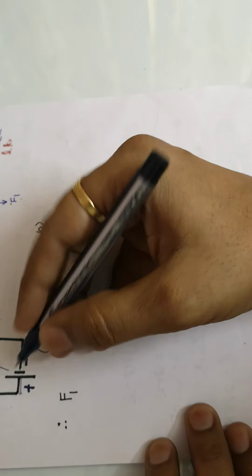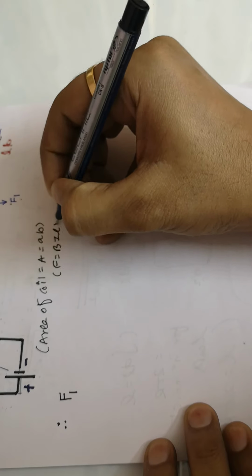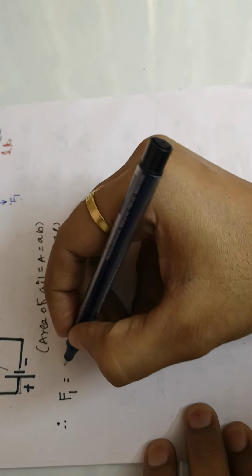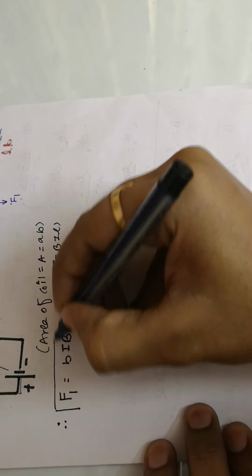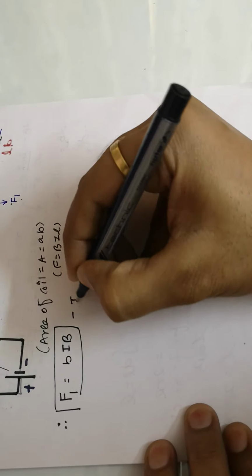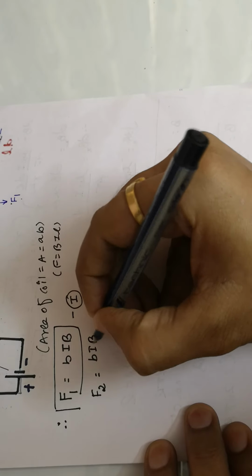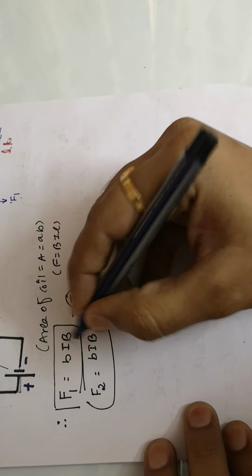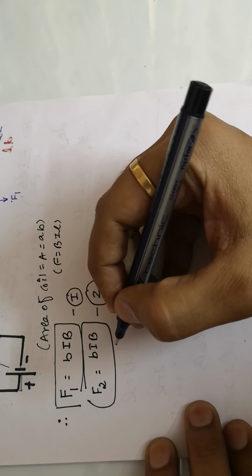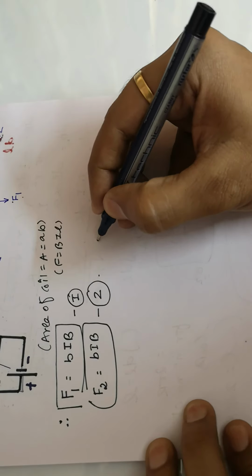So as per our formula F equals BIL, which we have already proved, I have F1 equals BIb. Same is the case for my F2, that is also BIb, but this is in the opposite direction. So I have mentioned F and F, this is the formula. Now I want to utilize my torque notation.